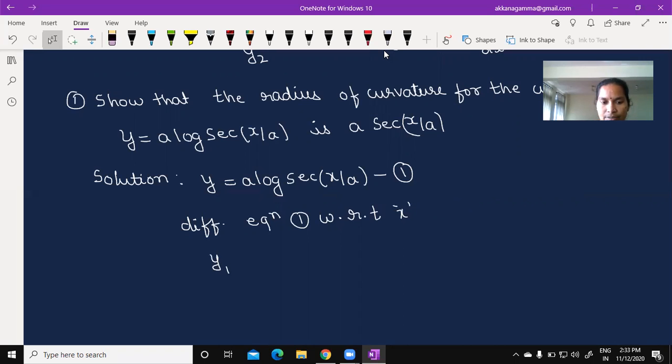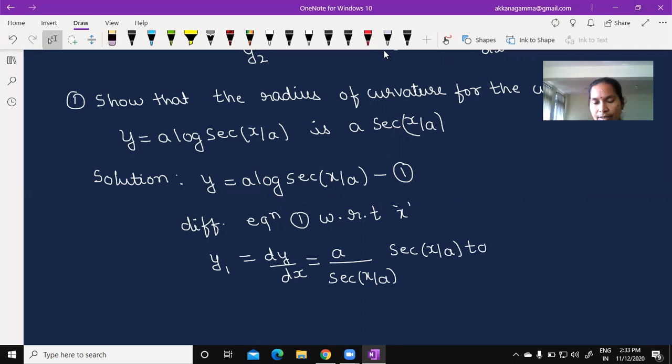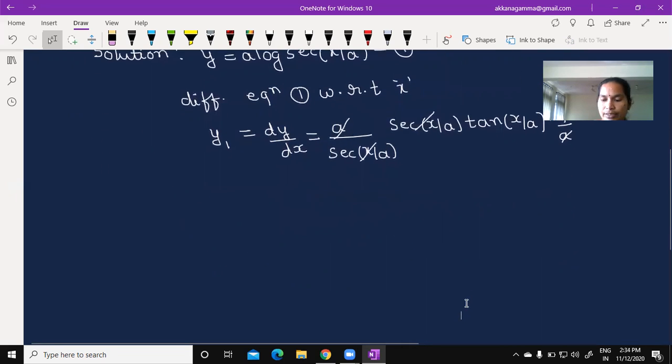Here I am writing the notation y1, nothing but dy by dx. Since a is a constant, the derivative of log of secant x by a is 1 by secant x by a, and the derivative of secant is secant x by a into tan x by a, into the derivative of x by a, which is 1 by a. Here a gets cancelled and one secant term gets cancelled. So y1 is equal to tan of x by a. We got the first derivative.